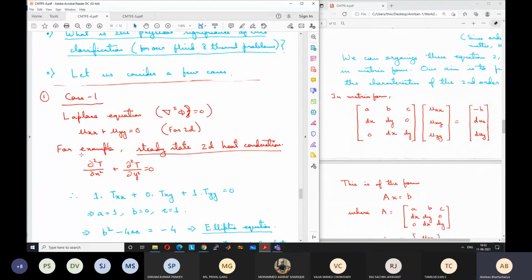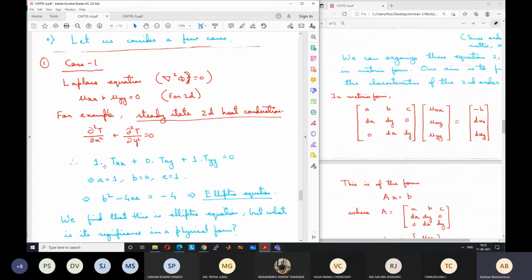Okay, for 2D. And one example of this is the steady state 2D heat conduction equation. So del square T del x square plus del square T del y square equal to 0. This is a steady state heat conduction equation, which means it governs the conduction when there is no variation with time. We can find the temperature profile in a domain along x and y based on this equation and boundary conditions. So this is a second order PDE, right? Second order terms are there, and T is a function of x and y.